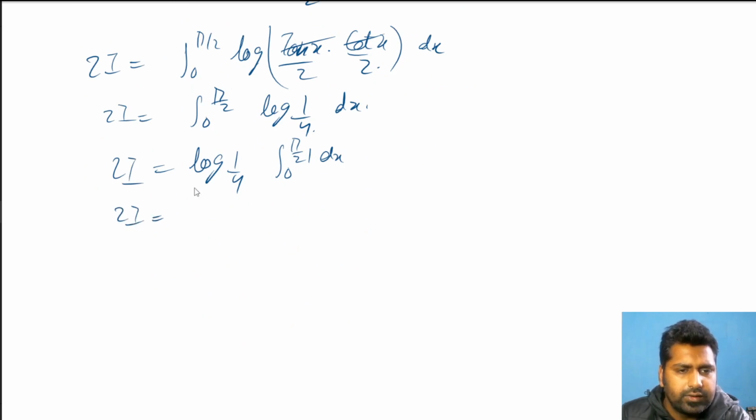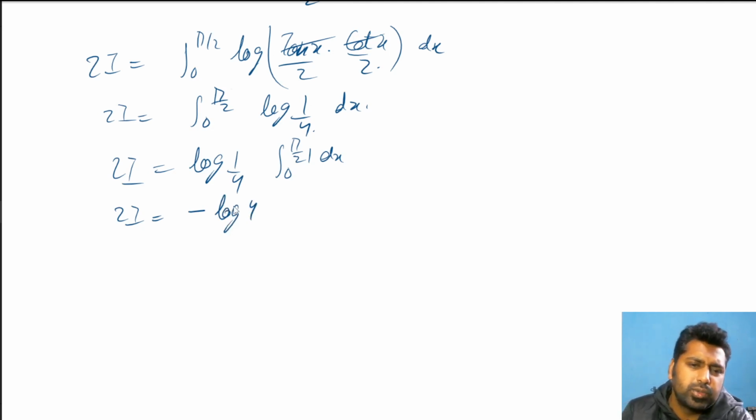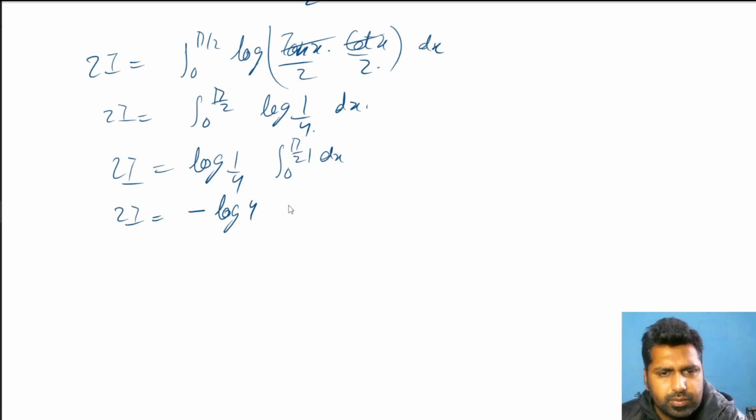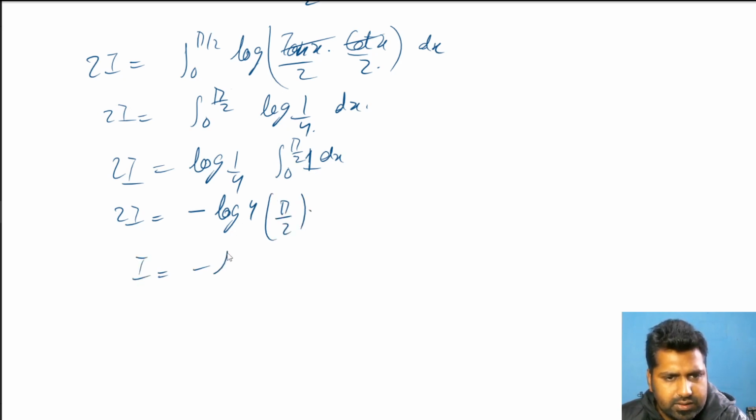2I is equal to log 1 by 4. If you want, you can write this as 4 raised to power minus 1 and get minus log 4. And you can write that also as 2 log 2. Again, it depends on the question. Integration of 1 is x, so upper limit minus lower limit, pi by 2 will come. So I is coming minus log 4 into pi by 4.